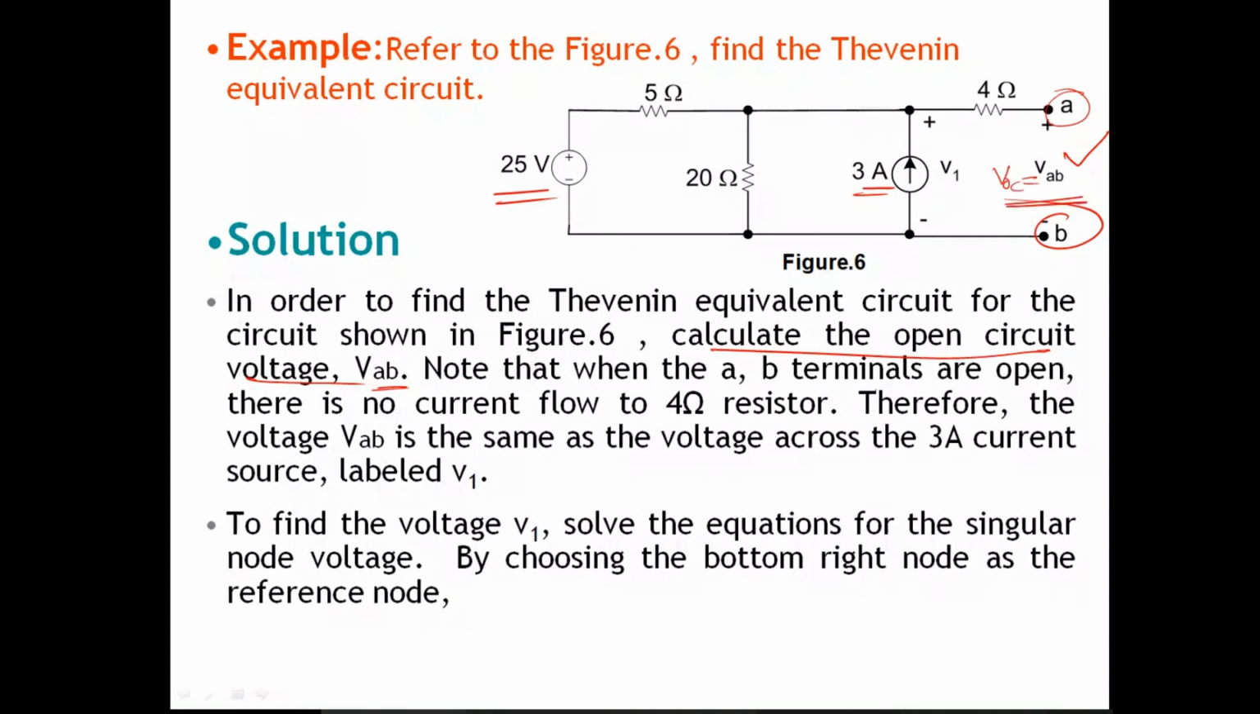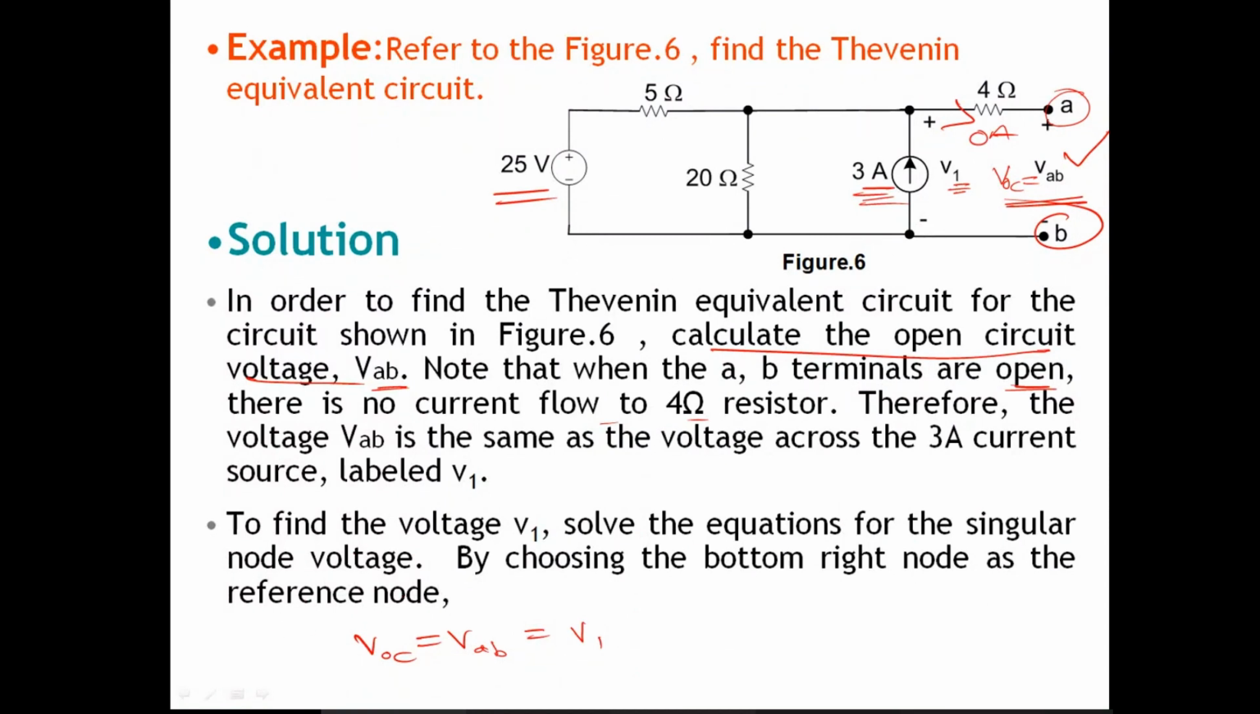Note that the A and B terminals are open circuited. Therefore there is no current in the 4 ohm resistor, so the current here is 0 amperes. Therefore what is VOC here? When there is no current, VOC or VAB is the same as V1, which is the voltage across this 3 amperes current source.